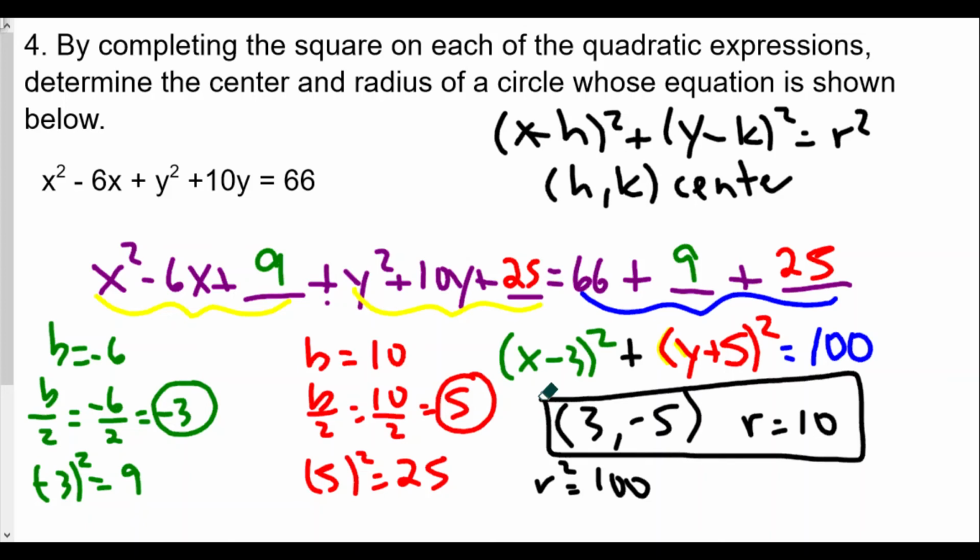X squared minus 6x plus y squared plus 10y equals 66. And we do this by completing the square, which is why it's important to make sure you are caught up with all the lessons with quadratic equations, quadratic functions.